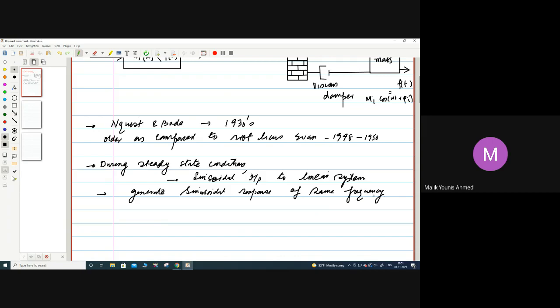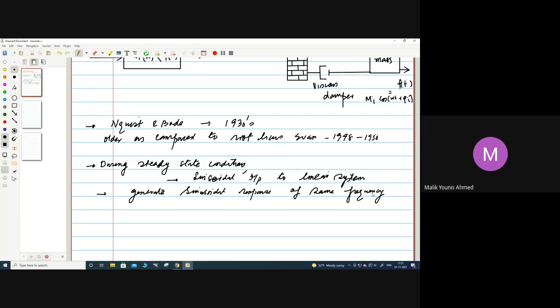I'm repeating once again. During steady state conditions, if we give a sinusoidal input to any linear control system or linear system, then as a result we receive an output, but that output will have the same frequency as that of the input. This is the first thing.